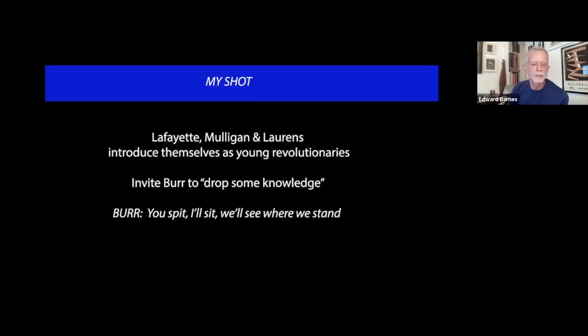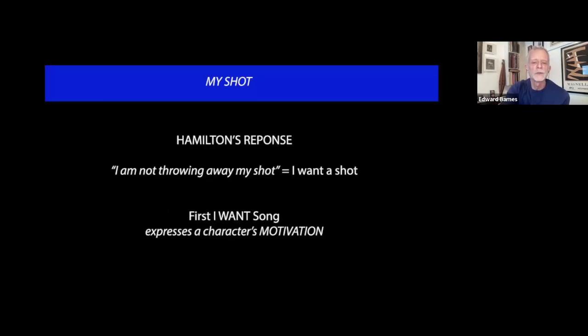But Burr responds by saying, you spit. In other words, you spit out your opinions. I'll sit, we'll see where we stand. And this seems an unbelievable attitude to take to Hamilton, and it forces him to respond. And his response is, I'm not throwing away my shot. In other words, I want a shot at this revolutionary stuff. And so this becomes the first I Want song.